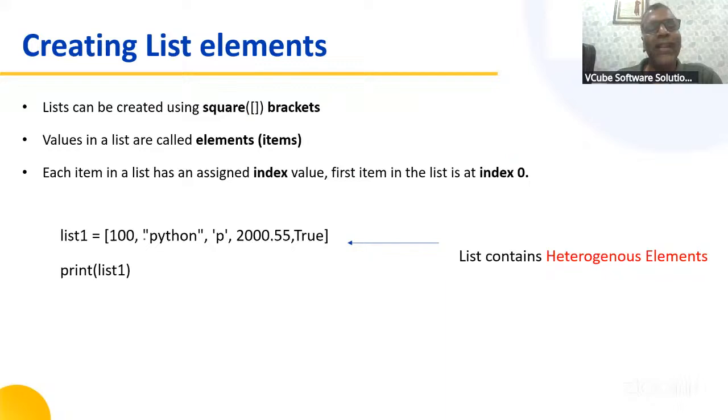Now, in order to create a list object, first of all, we should use open square brackets and end with closed square brackets, where we can store 100 as an integer, Python as a string, P as a string, 2000.55 as a float, and 2 as a boolean.